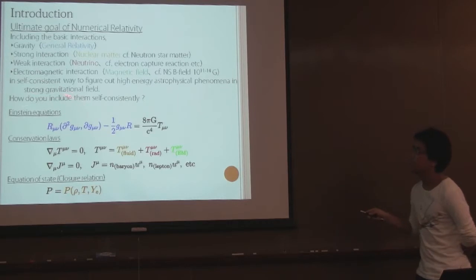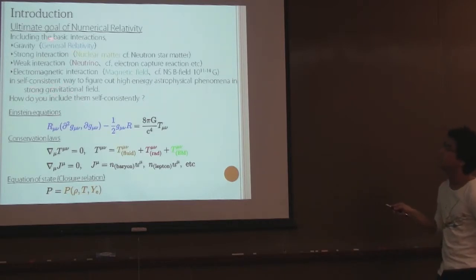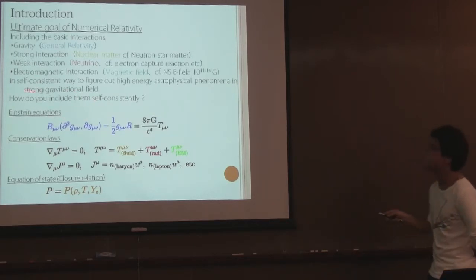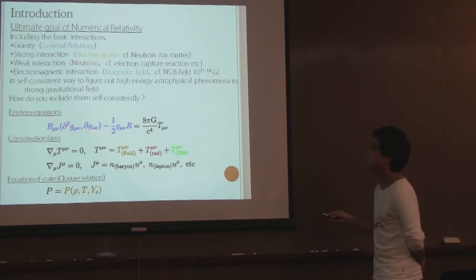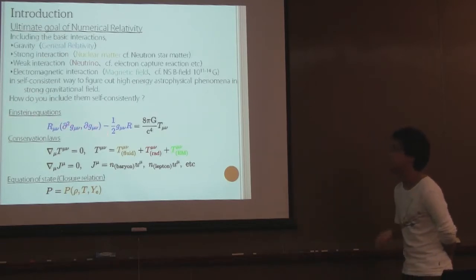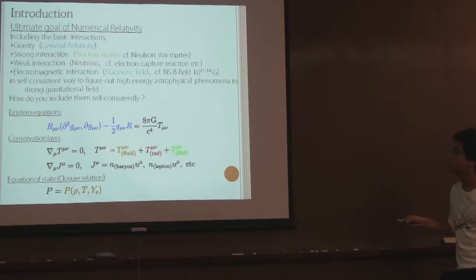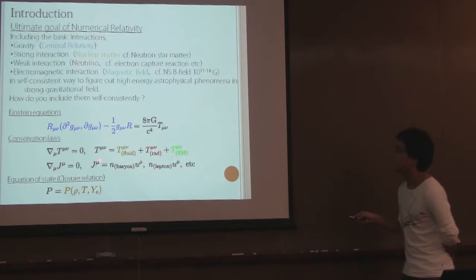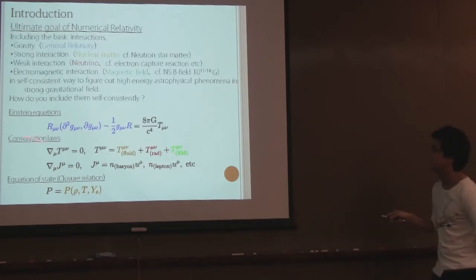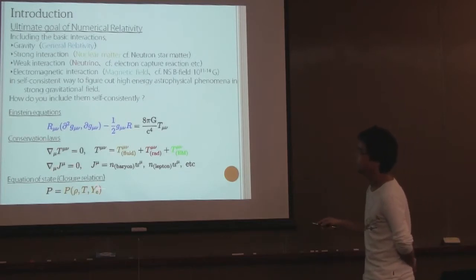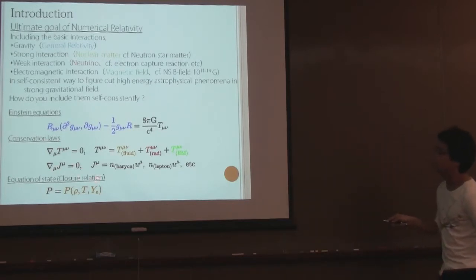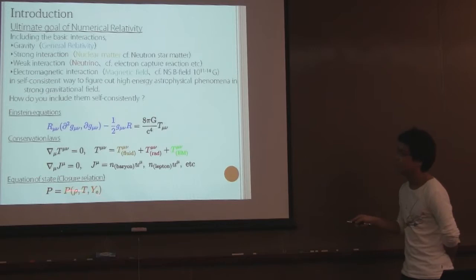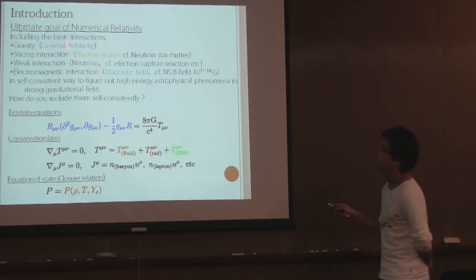So let me explain how you implement all the interactions in a self-consistent way. The first basic equation is the Einstein equation, which describes the evolution of the metric g_mu_nu, and the equation of motion of the fluid, and the radiation field, and electromagnetic field, as well as the number current is derived from the conservation laws. In the fluid case, we know that the equation of state gives you an excellent, nice closure relation, and this functional form is derived from the nuclear theories.